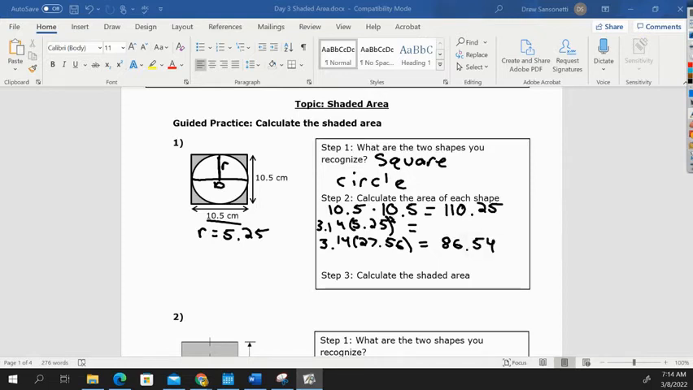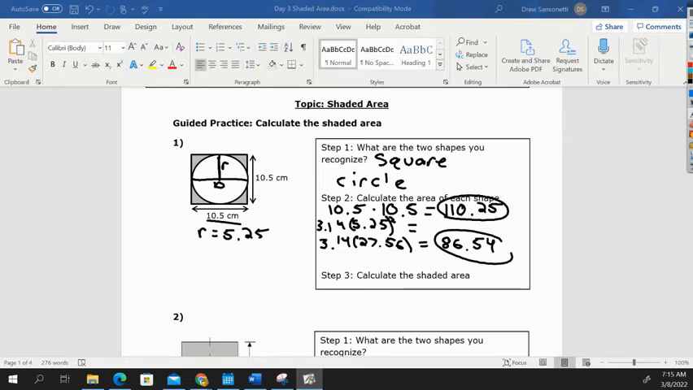So I have the area of both my shapes. The last answer says calculate the shaded area. So what we're going to do with both of these numbers is we're going to subtract them. Because it's basically like if I had this square down and I removed the center. If I had 110.25 centimeters squared and I took out 86.54, how much is left? So if we subtract them, we will find our answer. And that's all we're going to be doing here.